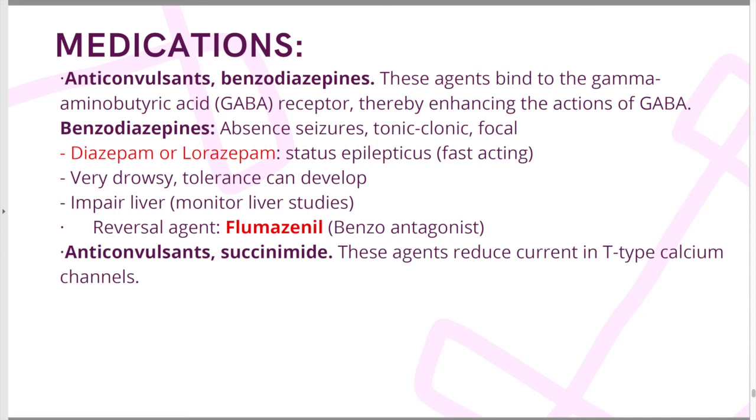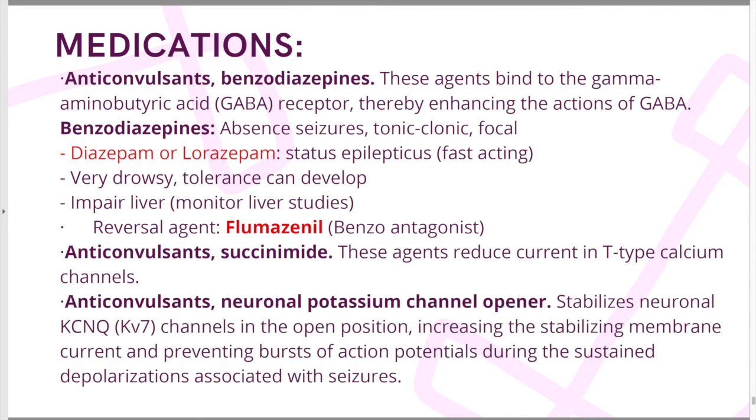Next is anticonvulsant succinimide. These agents reduce current in T-type calcium channels. Next is anticonvulsants, neuronal potassium channel opener. It stabilizes neuronal channels in the open position, increasing the stabilizing membrane current and preventing bursts of action potentials during the sustained depolarizations associated with seizures.